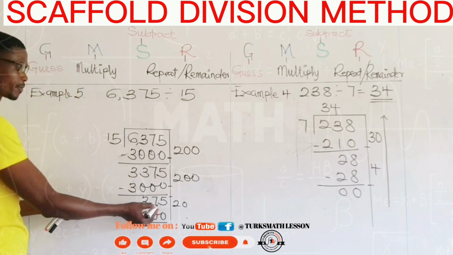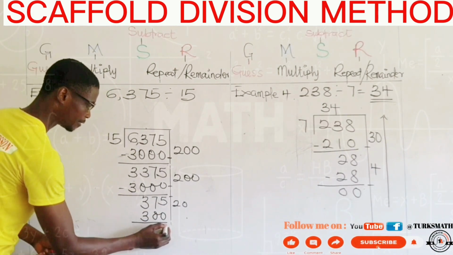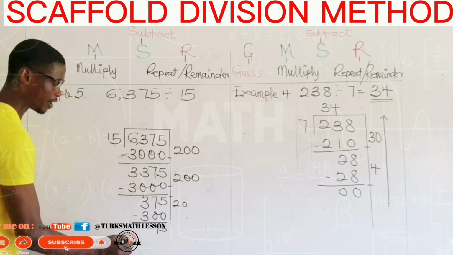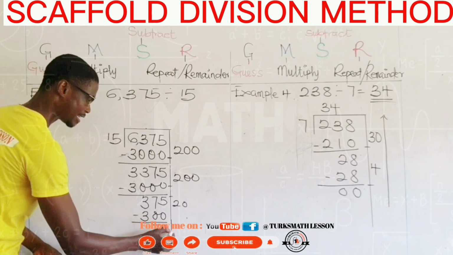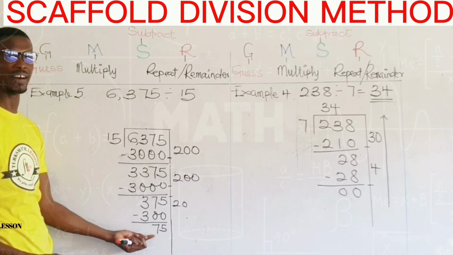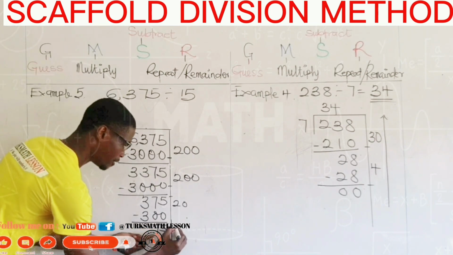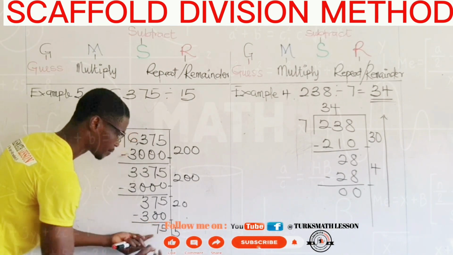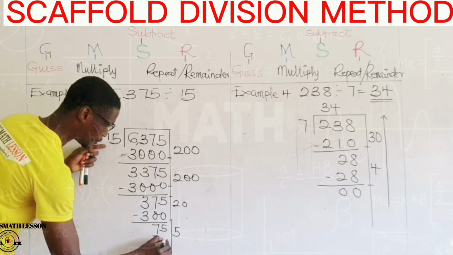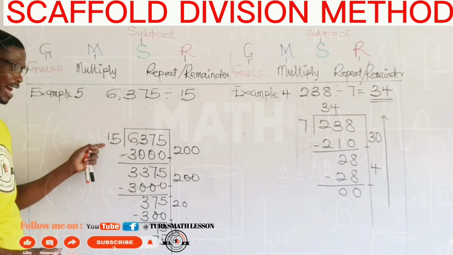So now let's subtract. 5. 7. 7. 0, isn't it? Yes. Now let's get another number that can give us 75 or less than 75. 5. So you write your 5 down. 5 times 15? 75. Beautiful.